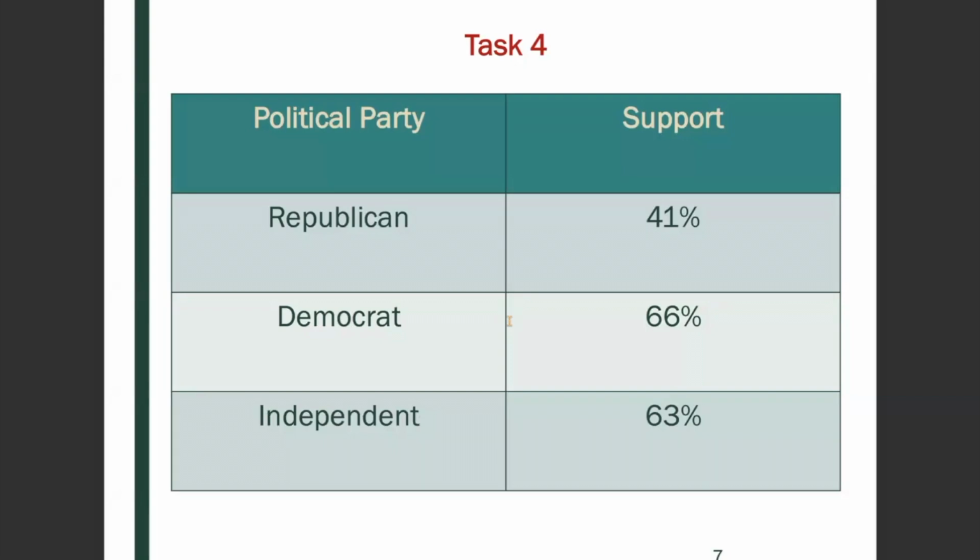And then here we have the probability that you support marijuana legalization given you're a Republican is 41%. The probability that you support marijuana legalization given you're a Democrat is 66%. And the probability that you support marijuana legalization given the person is an independent is 63%.